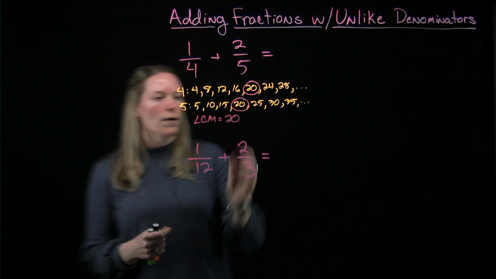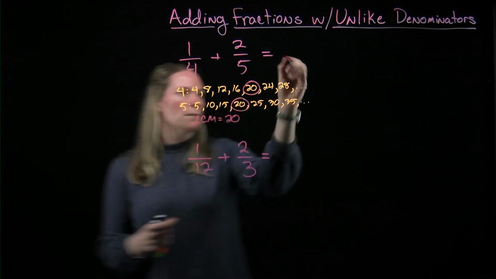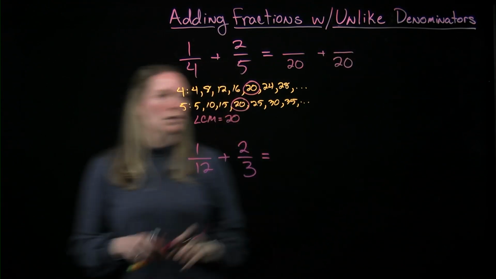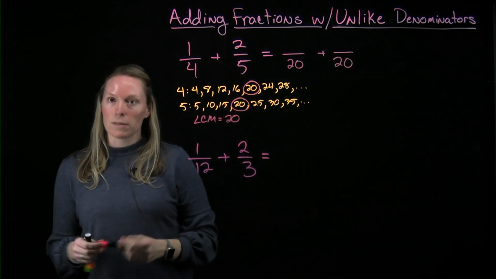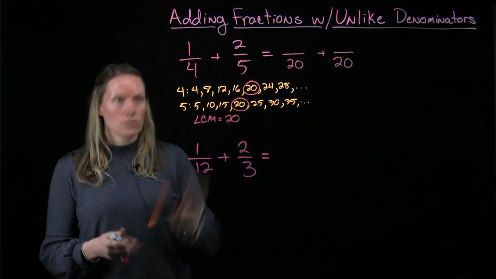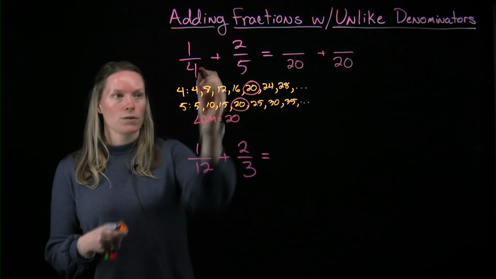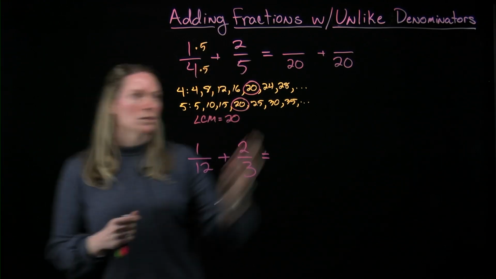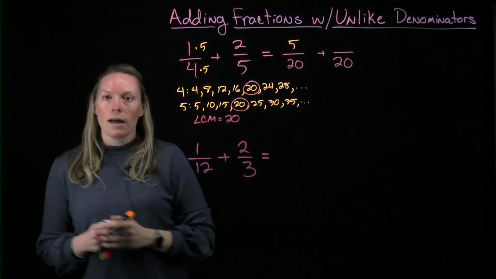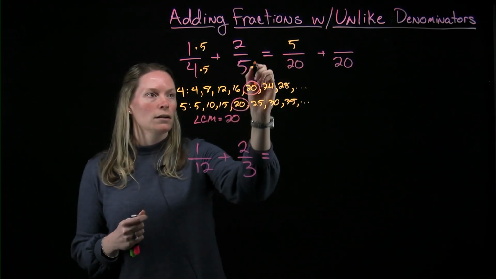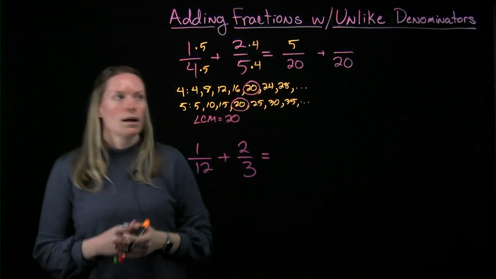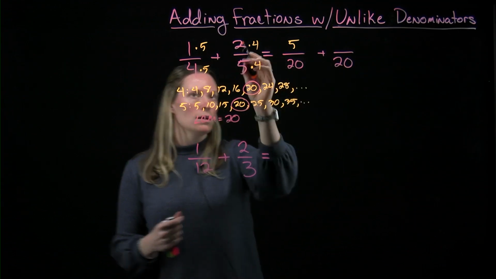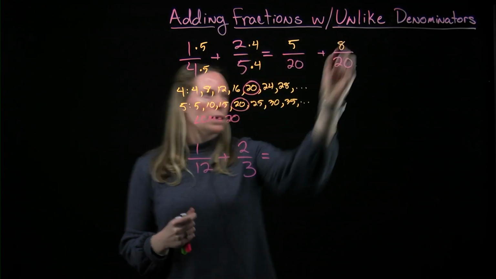So I need to create a common denominator, or an equivalent fraction, of both of the fractions in my equation. In this case, the common denominator is going to be 20. So what could I multiply to 4 to end up with 20? Hopefully you're thinking 5. So I'm going to multiply 5 to the numerator and the denominator of my fraction. So I'm going to end up with 5/20. And I'm going to multiply a 4 to the numerator and the denominator of my second fraction to come up with a common denominator of 20. 5 times 4 is 20. 2 times 4 is going to give me 8.